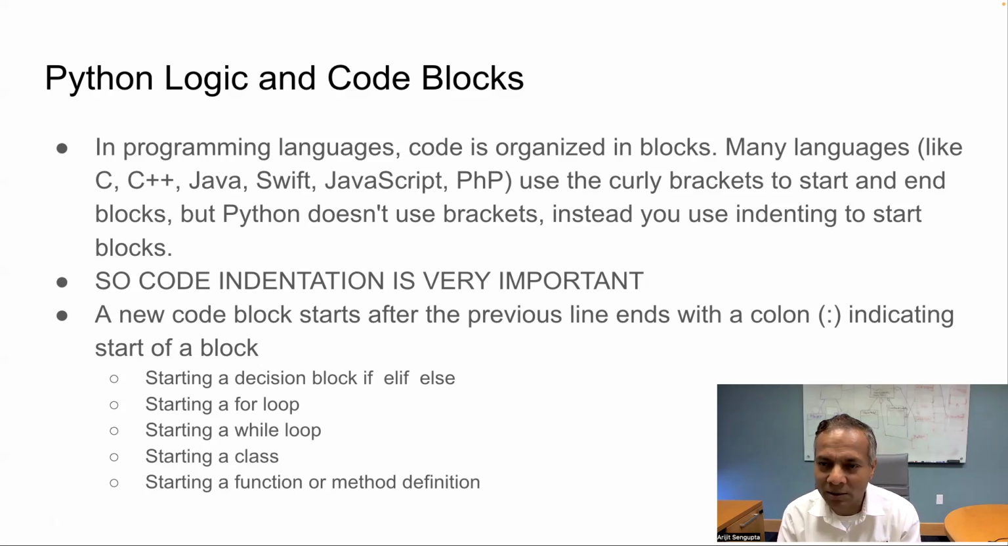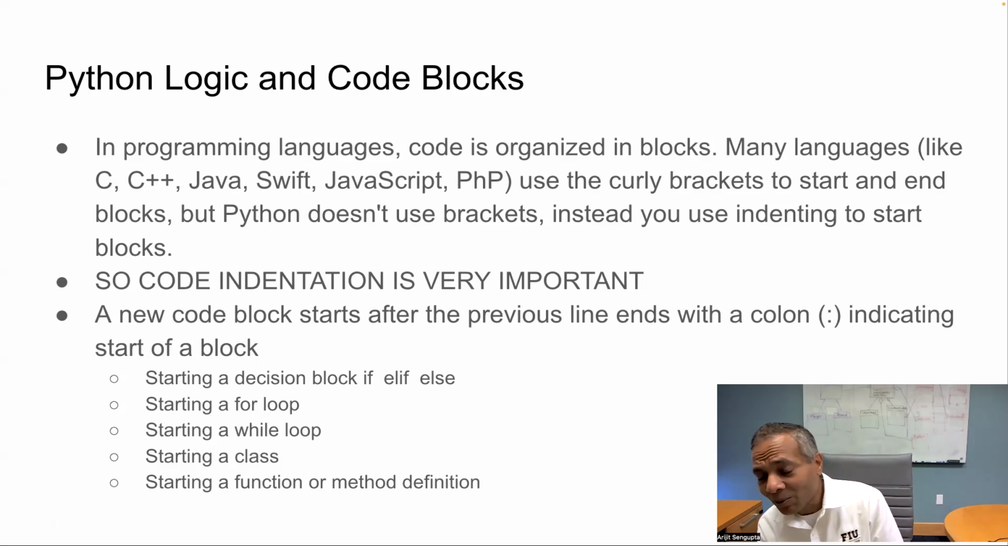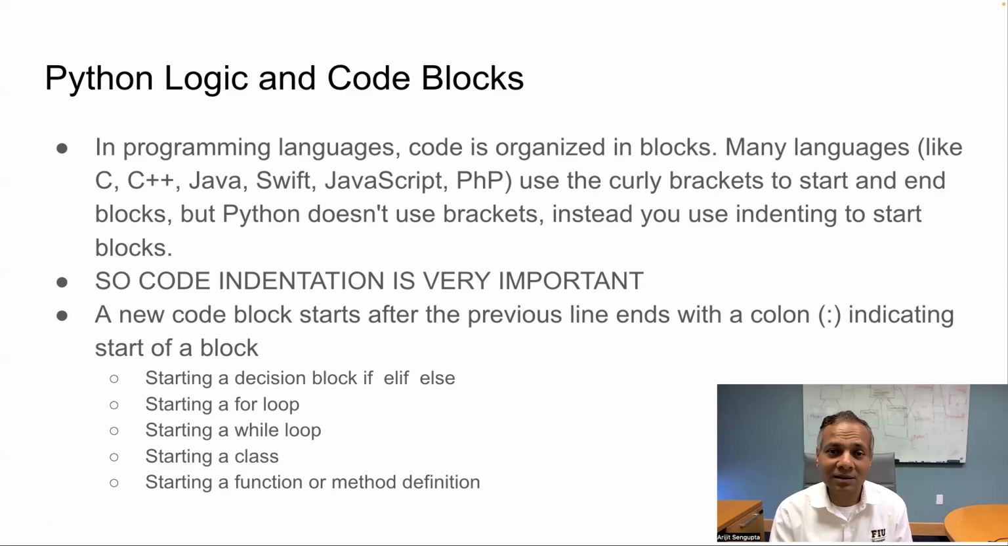Python does not use brackets to start and end blocks. It uses code indentation, which means, yes, code indentation is very important. You can't write all your code right at the front of the margin. You have to indent it appropriately, which is also kind of nice. It does make code look better.